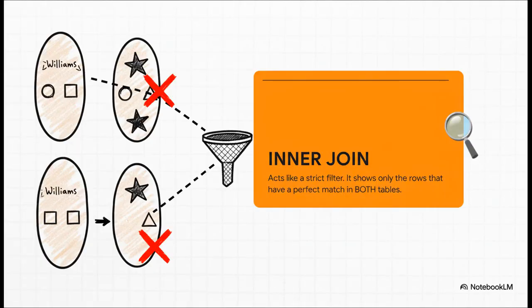And this is the absolute key to understanding an inner join. It's a perfectionist. It will only show you rows that have a perfect match in both tables. Since Williams had that null department ID, he couldn't find a matching ID in the departments table. The inner join saw that, and its rule is simple. No match, you're out. And just like that, he was removed from our results.